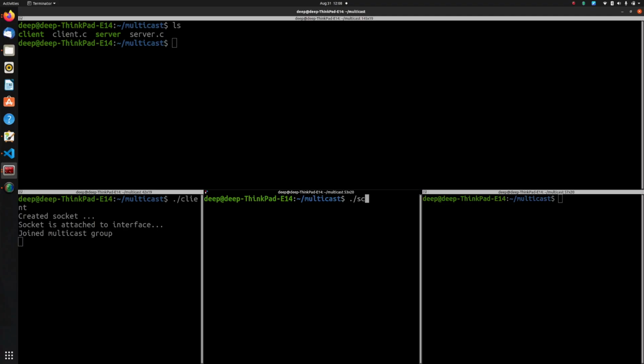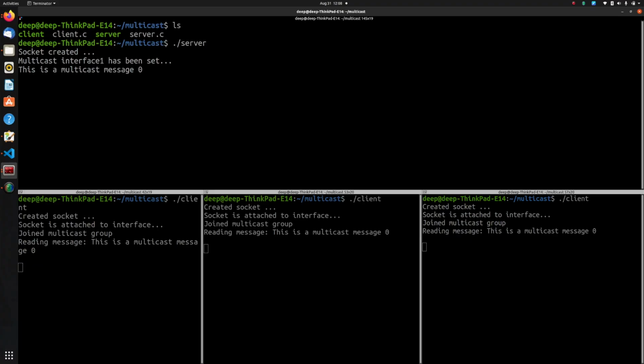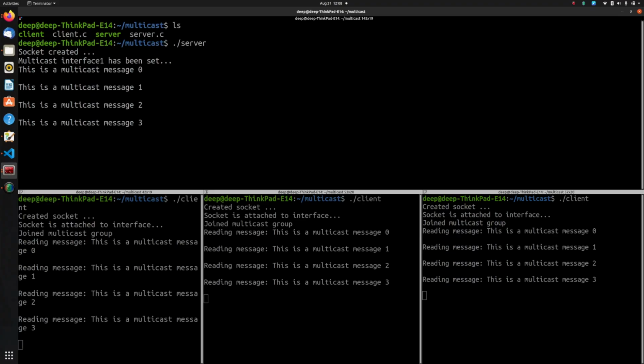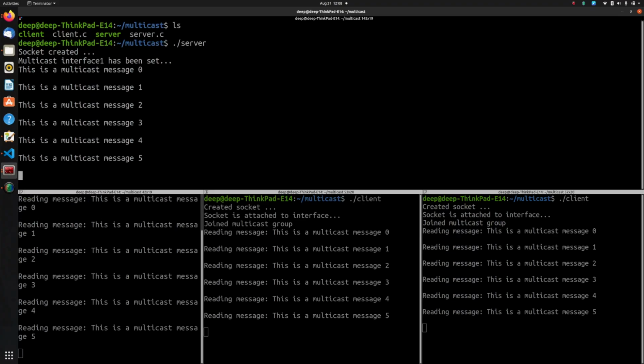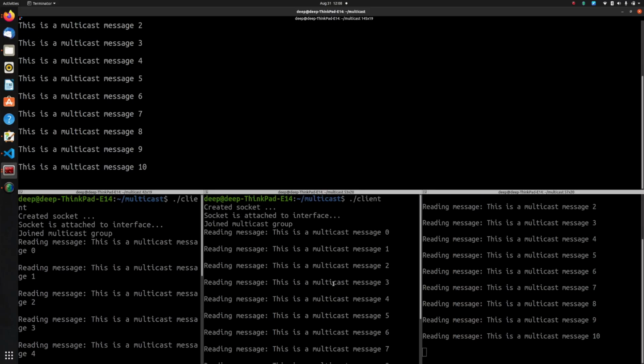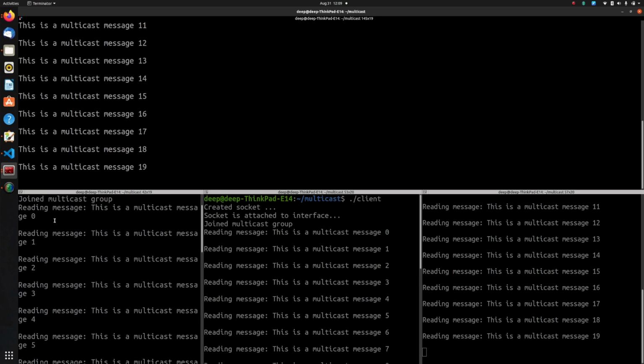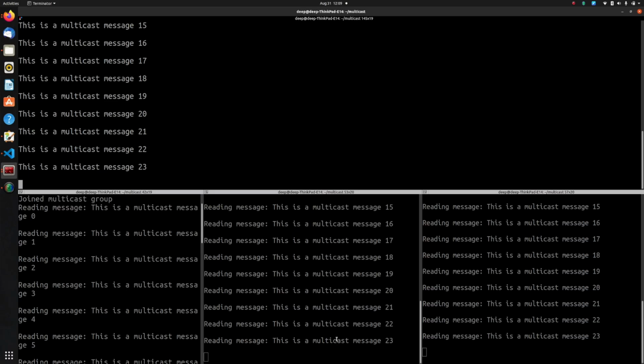So now it's pretty much waiting. Basically it's waiting at the read call on the socket, which is a blocking call. Another one and another one, and now let's start the server. Now look at that. As you can see, all the messages that the transmitter is transmitting, you can check them by the index numbers. Each and every one of those messages is being received by all the three different clients at the same time.